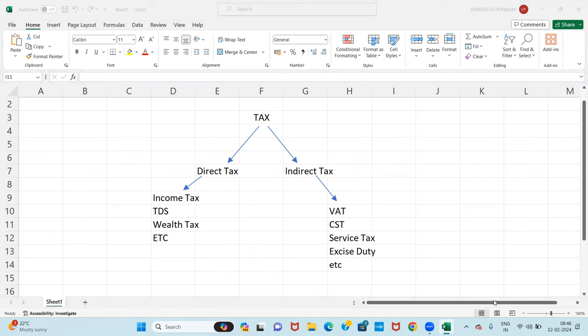So my question is, when are we going to calculate indirect tax? We calculate indirect tax when you are doing purchases and sales.